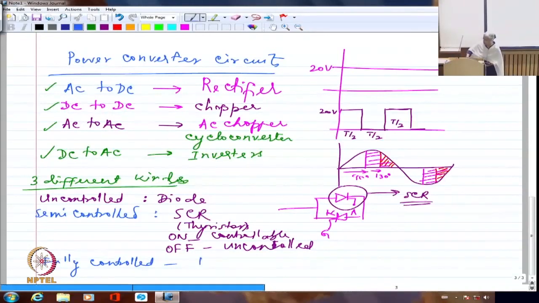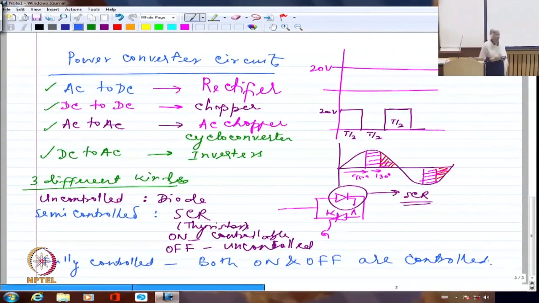So both on and off are controlled. Right? Both will be controlled normally. And those devices are the most useful generally, because you can control everything about them. But unfortunately, the ratings of these devices are still limited. A lot of research is going on in devices because of this reason.